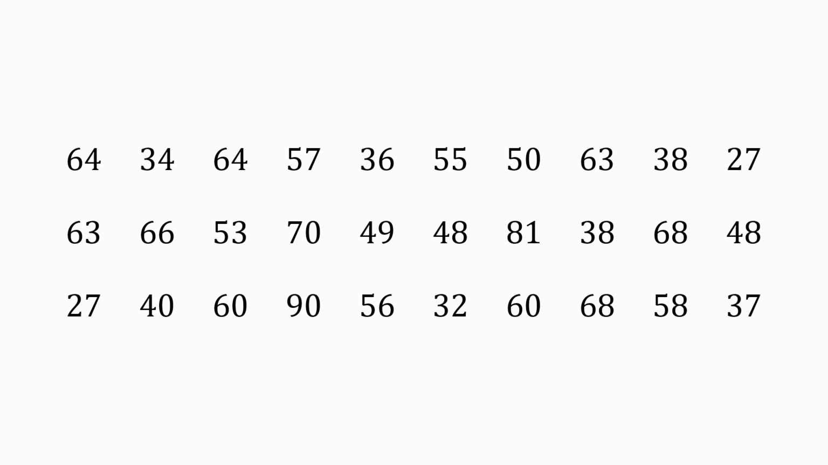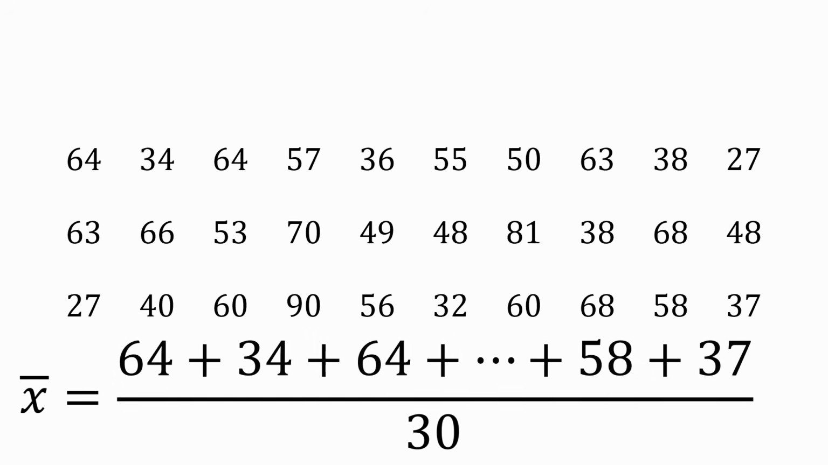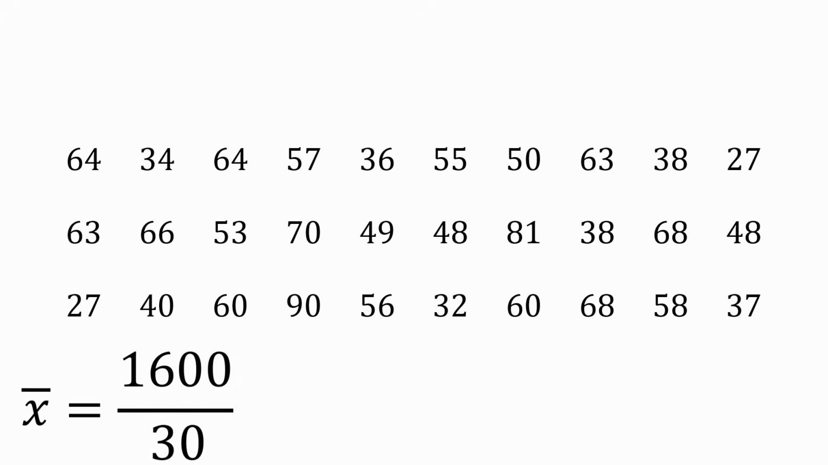One obvious way to summarize the results is to calculate the mean or average, where we add the scores together and divide by the number of students, in this case 30. I'll write the mean as x bar.